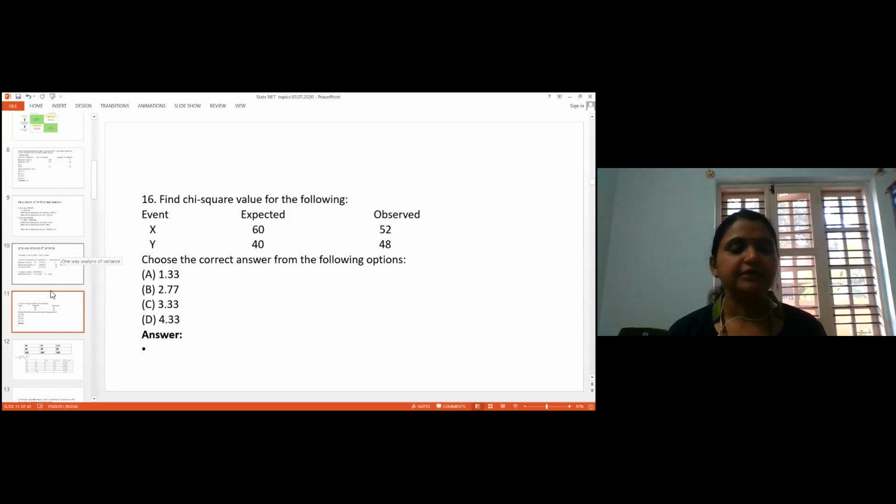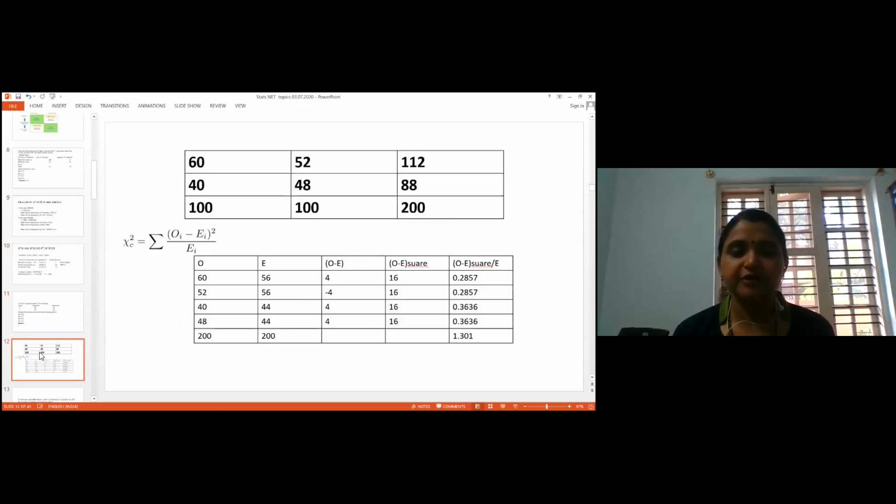Yes, this is a question. Find the chi-square value of this particular question, given events and expected. What is the correct answer? Find the chi-square test statistic. Again, if you remember, I've given the formula for calculation: O minus E by E the whole square. This is how we calculate the chi-square test statistic. It's a very easy formula: summation of O minus E whole square by E. Now, what is O? What is E?